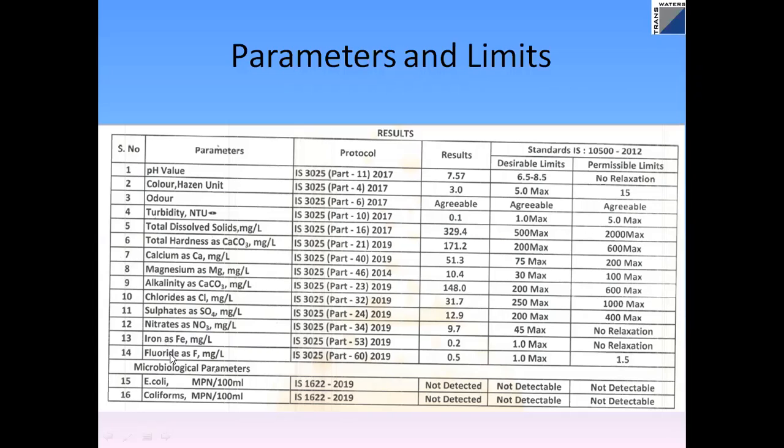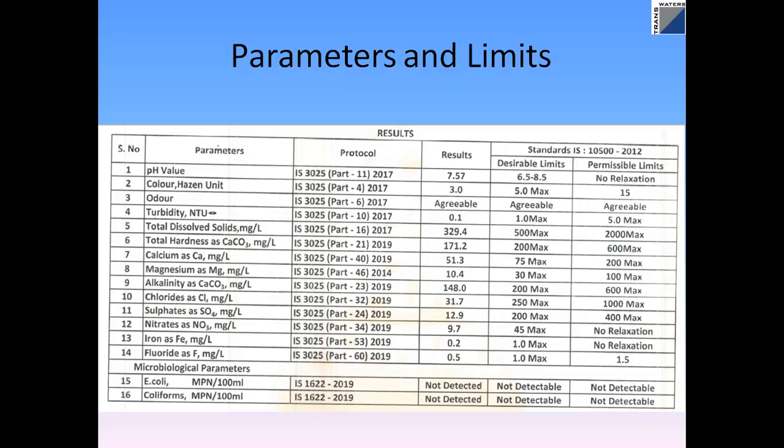Then comes the iron and fluoride. So iron also needs to be tested. It needs to be less than 0.3 generally. Above 0.3, you will have colored water. Government says the desirable limit is less than 1 NTU and there is no relaxation. Fluoride again needs to be less than 1 ppm. I discussed fluoride contamination a little earlier.